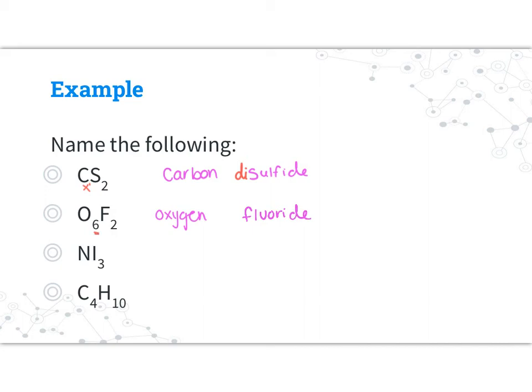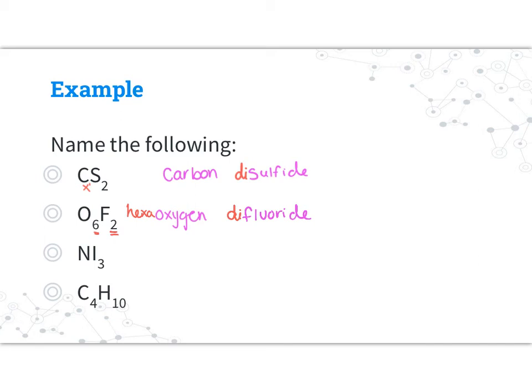Looking at the subscripts, oxygen has 6. So we need to write the prefix for 6, which is hexa. And then looking at fluorine, we have 2 again. So fluorine needs a di prefix. Hexaoxygen difluoride would be what we would call this.